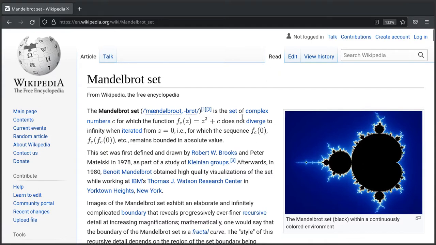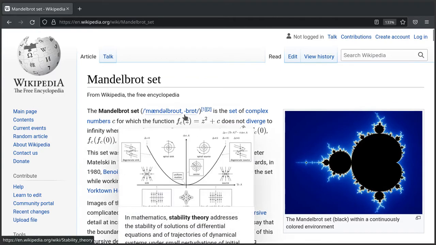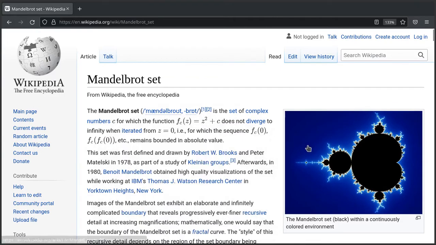The Mandelbrot set is the set of complex numbers C for which the function z squared plus C doesn't diverge to infinity. What does it mean? It means that if you plug the number C into this function, with z equal to 0 for the Mandelbrot set, and then repeat it lots of times, the value doesn't diverge.